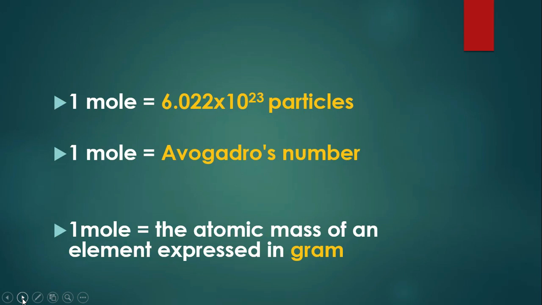Understood, students? Now, it's also very important: 1 mole is equal to 6.022 × 10^23 particles. You have learned it. And 1 mole is also equal to Avogadro's number. Another, 1 mole is equal to the atomic mass of an element expressed in gram. Students, you have learned all three things about the concept of the mole. The value of Avogadro's number is 6.022 × 10^23 particles, and these particles may be atoms, ions and molecules. And the mass present in 1 mole is exactly like the atomic mass, but we express it in gram.